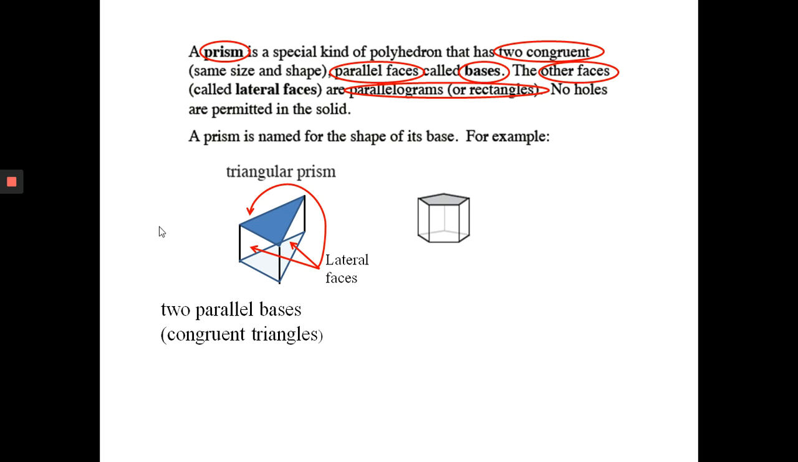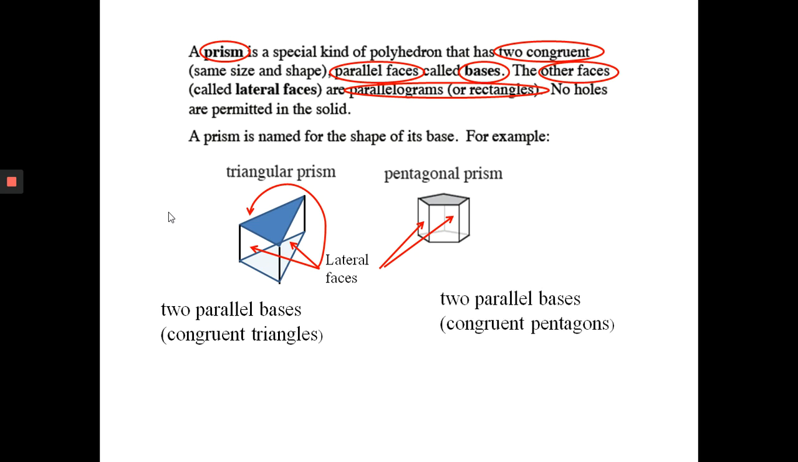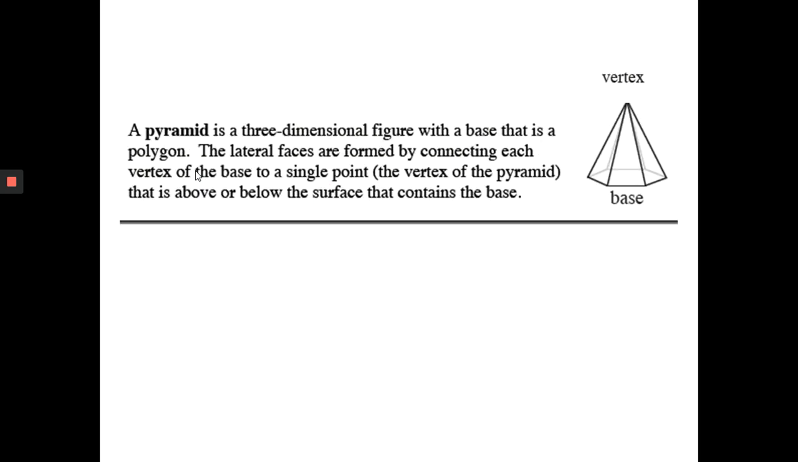Right, so if we look at this one here, let's see if you can guess what this one is called. And this one is called, if you guessed, a pentagonal prism, you are correct, because none of these lateral faces have congruent parallel faces on the opposite side. All right, so let's move on. And those two parallel bases are pentagons.